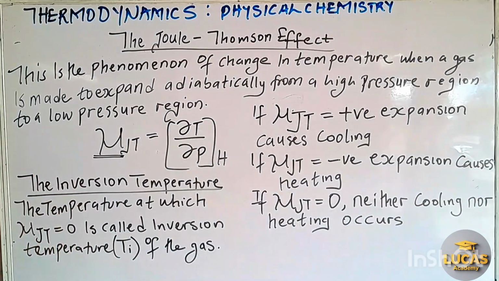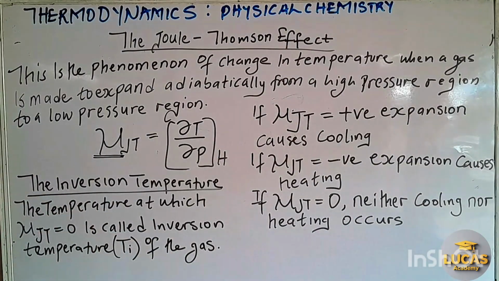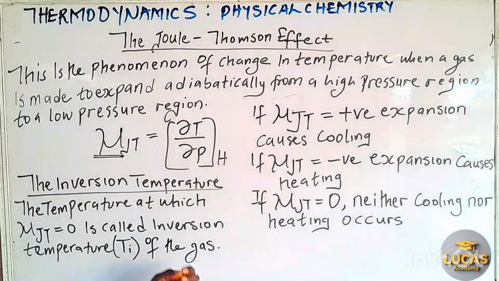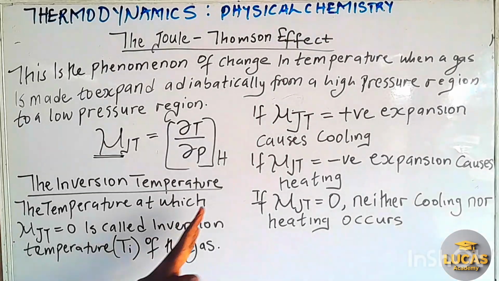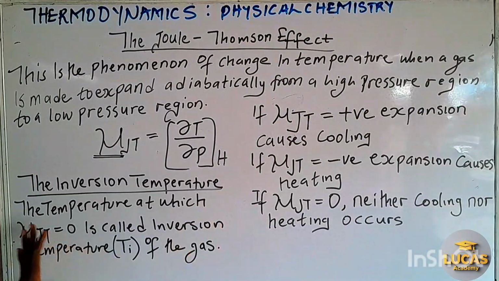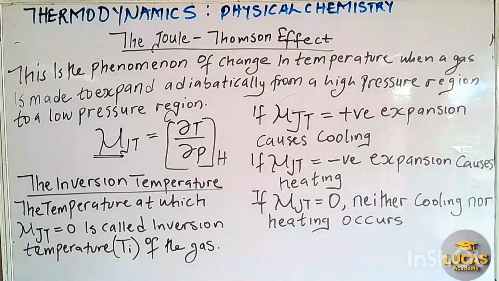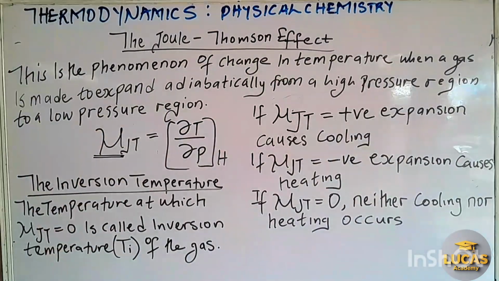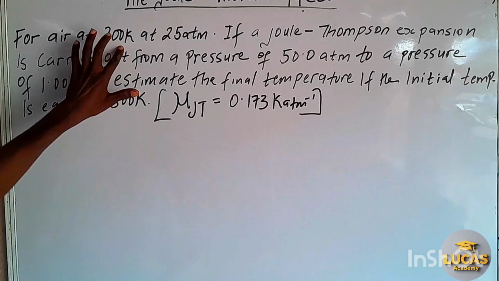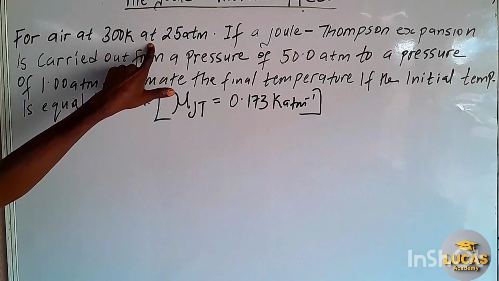Now we have to talk about what we call the inversion temperature, Ti. What is the inversion temperature? The inversion temperature is the temperature at which the coefficient of the Joule-Thomson effect is equal to 0. Take note of that. So this is what we call the inversion temperature of the gas.